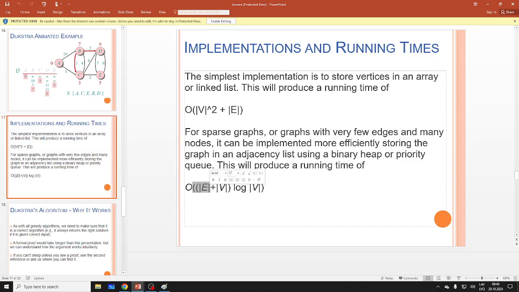How many times log of V actually turns out. But again, this is only good if E is not too big, meaning it's not actually quadratic. Otherwise, of course, you're not going to make any improvement, because if this is a completely full graph, that's going to be quadratic too.